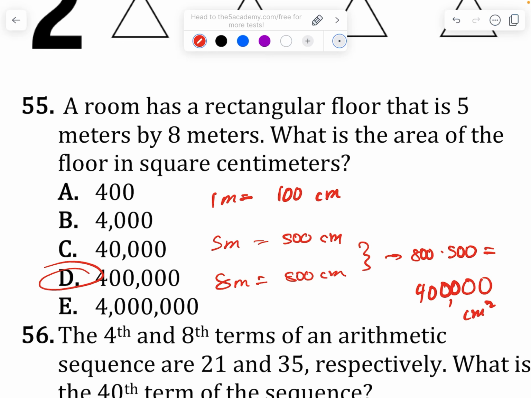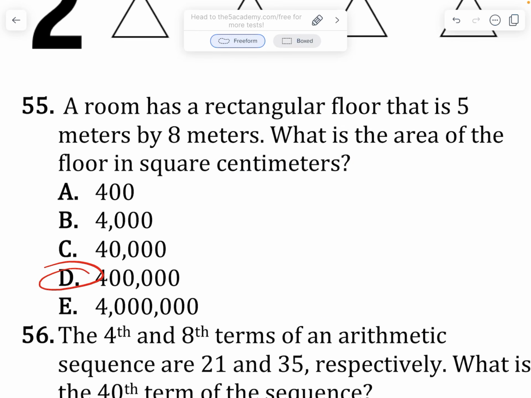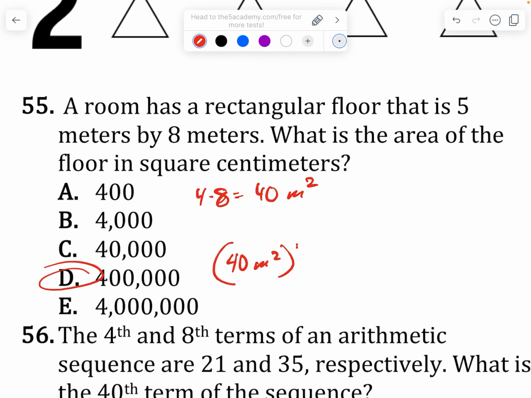Now, there's other ways to do it. You could do the unit conversion after you multiply. So you could say, okay, 5 times 8 is equal to 40 meters squared. So I want to convert 40 meters squared by some conversion factor and get centimeters squared. What I could do is in the denominator, I put meters, in the numerator, I put centimeters. 1 meter is 100 centimeters. Then I square the whole thing, right? Because in order for the units to cancel, I need to have square.